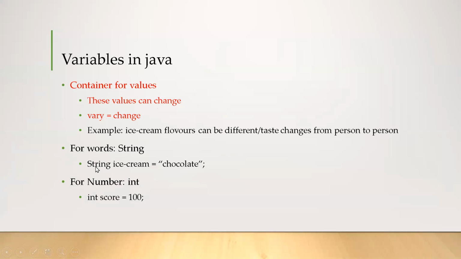You can call it a data type, which can take a variable name called ice cream, and its value currently is chocolate, and put a semicolon. Because we are using words here, for words we have to use string. String is the data type, followed by the variable name, equal to, in the double quotes. Always strings will be in the double quotes. And for numbers, as I already told you, int score is equal to 100. This is how you have to use the variables in Java.